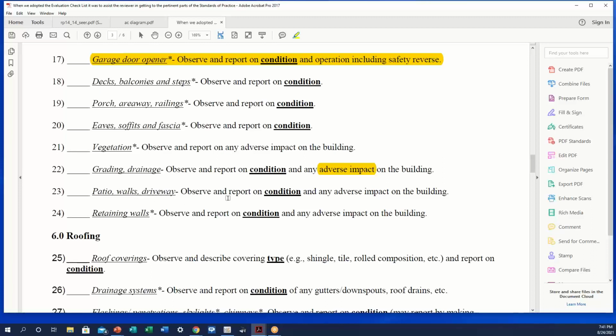Greg? Yes. So on my report, I have vegetation, grading, and drainage in one comment, and I report on those items in that one line item. Do you suggest we separate vegetation from grading and drainage if that's the way it appears on our reports? Absolutely. Yes. That's why we're showing you this.